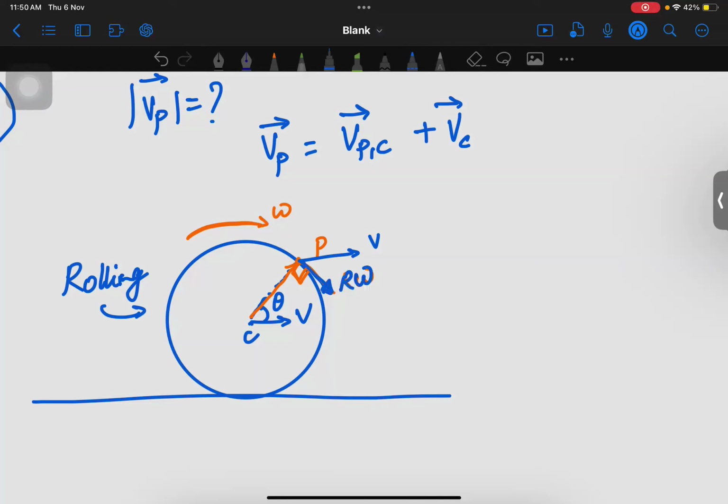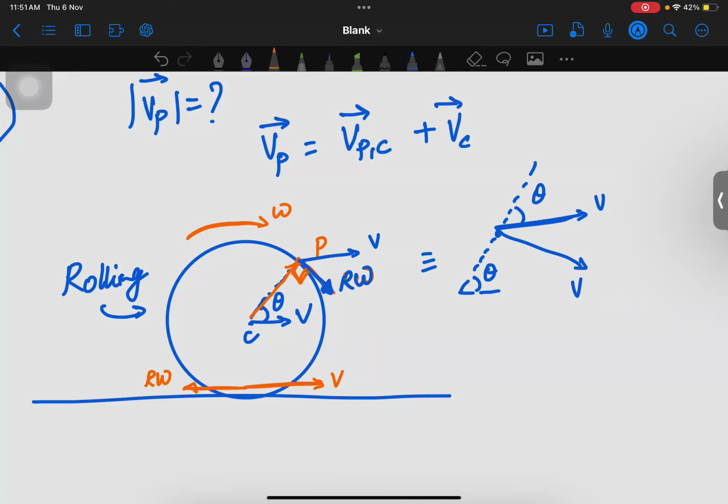So now let's do the vector sum. Since it is in rolling motion, for no slip, this r omega must also be equal to v. So it means that at that point P you have v this way, and you also have v this way, and we want to find the angle between these two so that we can add the vectors. If this angle is theta, can we say that this angle over here is also theta? This is the radial direction, and this is the tangent, and the total angle must be 90, which means this angle is 90 minus theta.